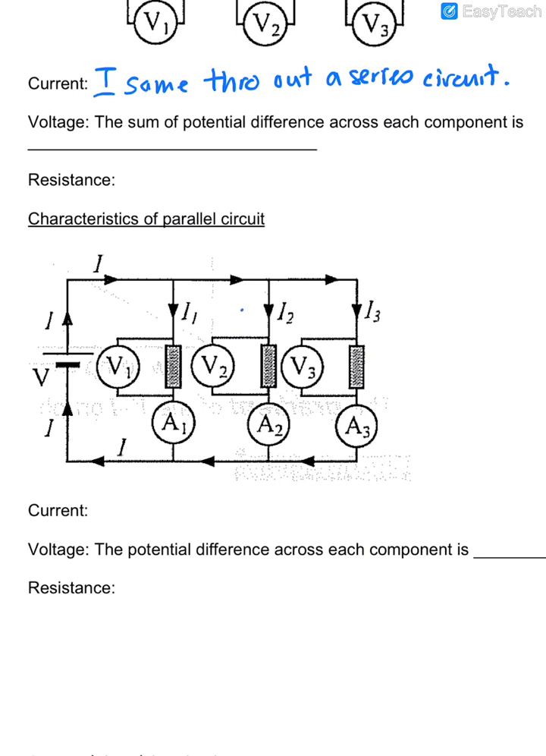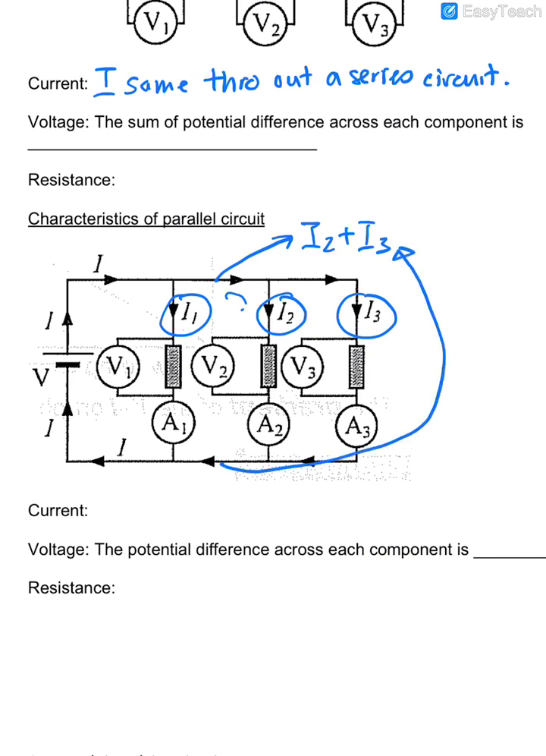Ask yourself, if this was I1 here, then I2 here, then I3 here, what is the current over here? If you think carefully, it will be I2 plus I3. Likewise over here, you will recombine back I2 plus I3. And then when it comes here, it's basically I1 plus I2 plus I3, which is your total current.